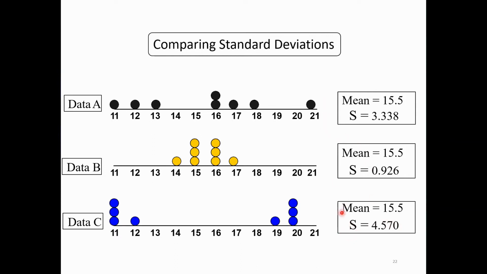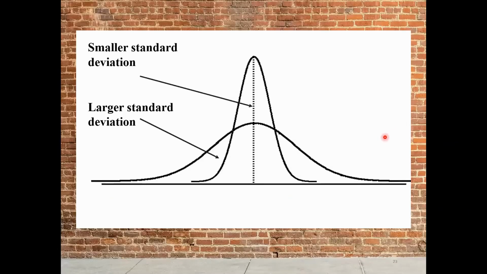Now, in all of these data sets, the average value or the arithmetic mean is 15.5. The only difference is the change in the sample standard deviation. So what I was trying to tell you in the previous slide was, the smaller the standard deviation, this is what your values would look like. It would be clustered together. But if you have a larger standard deviation, your values would be more spread out.